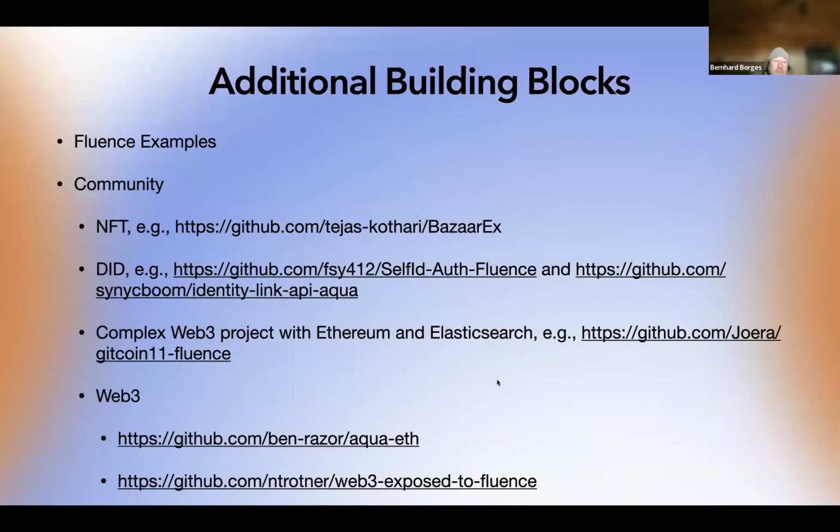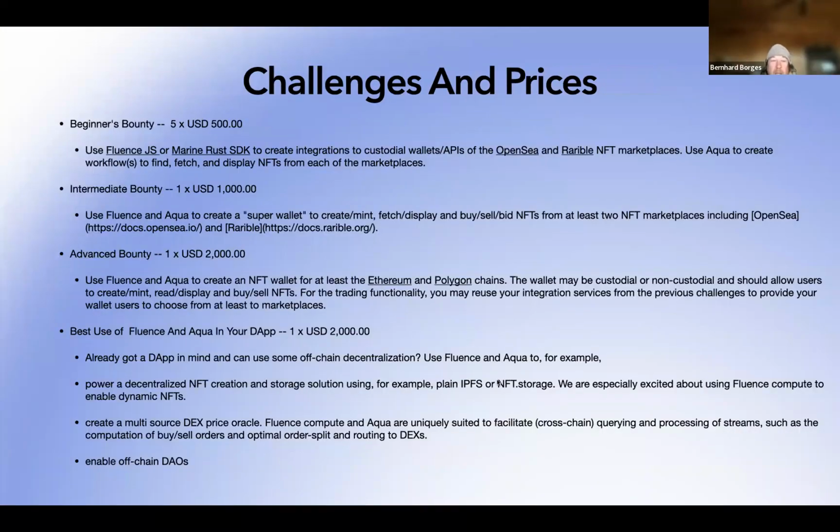So we have 4 bounties. One is a beginner's bounty, an intermediate bounty, and an advanced bounty. I'll get to the best use of Fluence in a minute. Those 3 bounties actually build on each other. And I just want to be very, very clear. If you're going for the advanced bounty, we want you to go for the beginner's bounty. We want you to go for the intermediate bounty, and we want you to keep building on it.